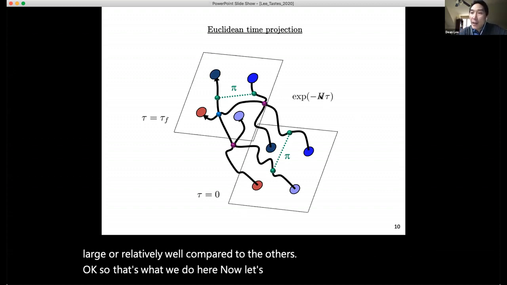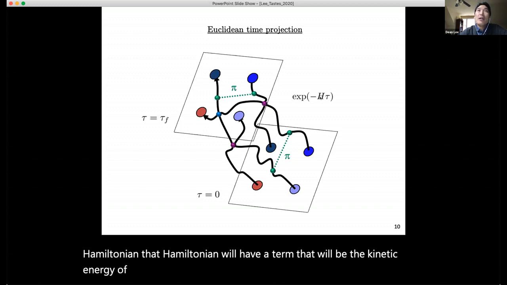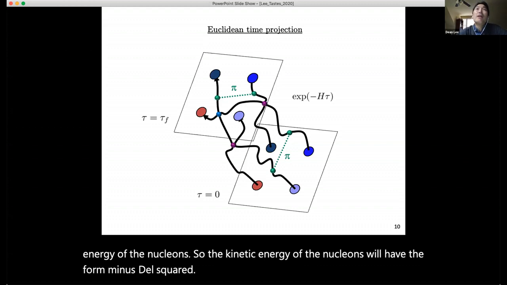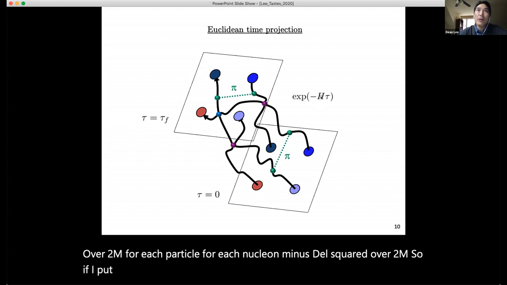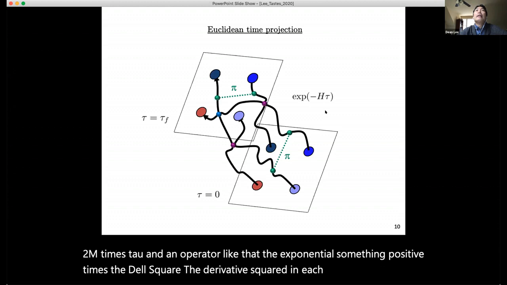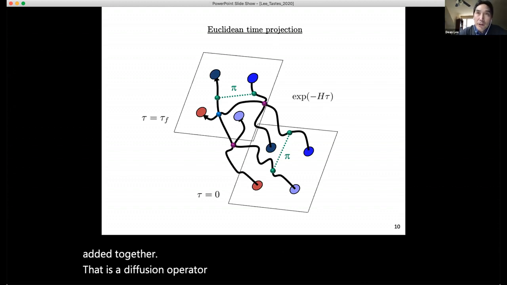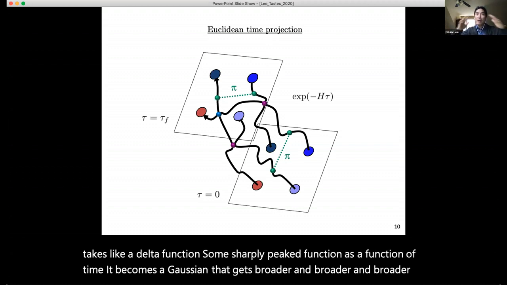Now, let's think about the terms in H, the Hamiltonian. The Hamiltonian will have a term that will be the kinetic energy of the nucleons. The kinetic energy will have the form minus del squared over 2m for each nucleon. If I put that into the exponential, I will have a plus del squared over 2m times tau. An operator like that, the exponential of something positive times the del squared, the derivative squared in each direction added together, is a diffusion operator. A diffusion operator takes something like a delta function, some sharply peaked function, and as a function of time, it becomes a Gaussian that gets broader and broader and diffuses out much more broadly.